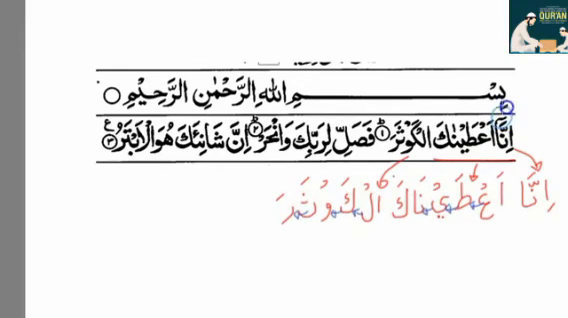Inna a'tainaka al-kawthar. Okay, here's where the mad appears, over here. Now have a go. Inna, stretch it. Inna. إِنَّا أَعْطَيْنَاكَ الْكَوْثَرَ. Say again. إِنَّا أَعْطَيْنَاكَ الْكَوْثَرَ. Very good.